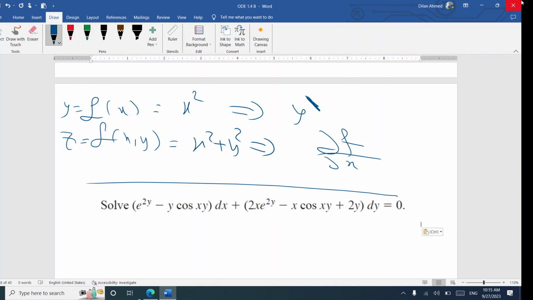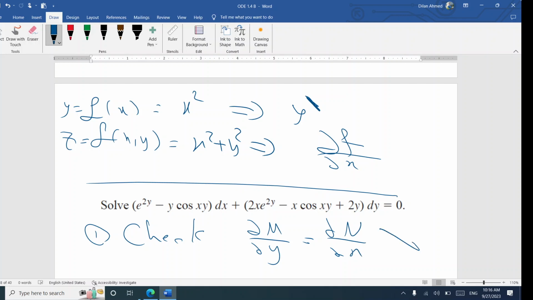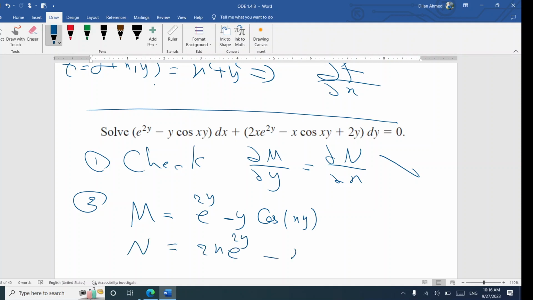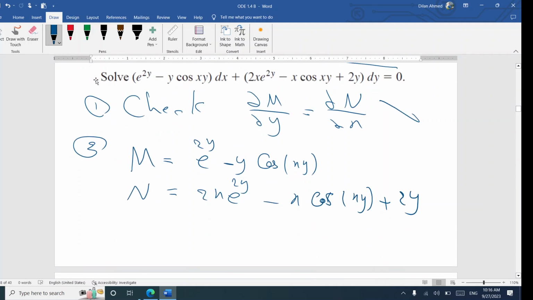Okay, good. Now we have this one. We test before the exam, you remember. So the first thing, how to answer. Check that partial M over partial y equals partial N over partial x. Is that good? So that is exact. It's the first. The second, go to distinguish. Where is M? M is equal to what? Where is N? Got it, dear?